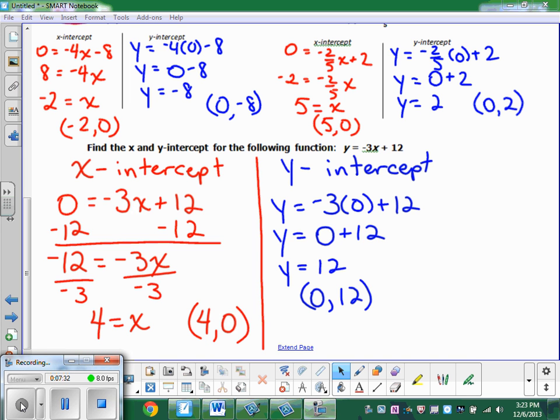Similar situation occurs with our y-intercept. When we work through this problem, we get a y value. At a y-intercept, we remember that our x value is always 0. Therefore, our y-intercept is the point (0, 12).